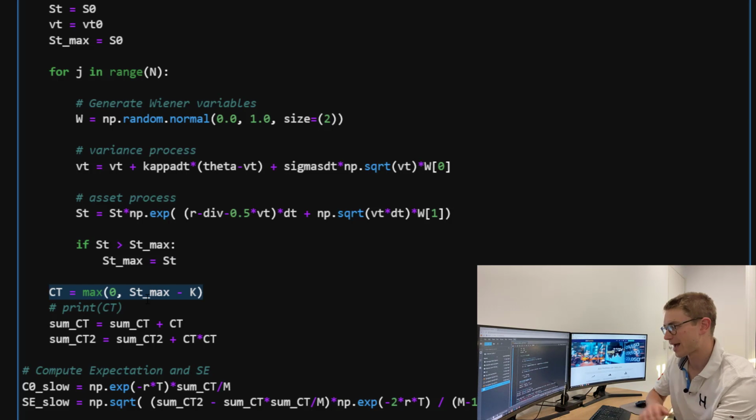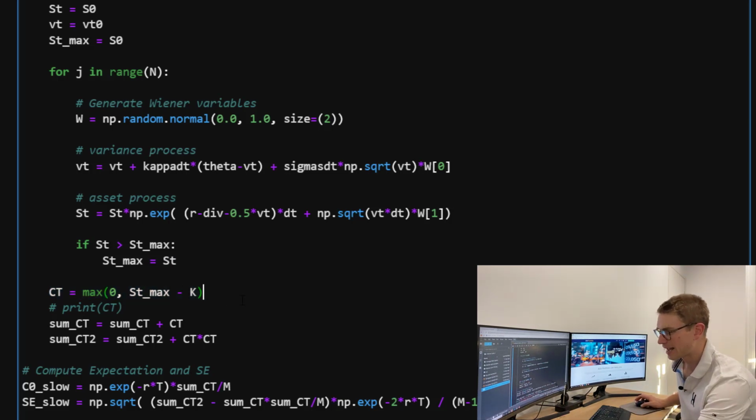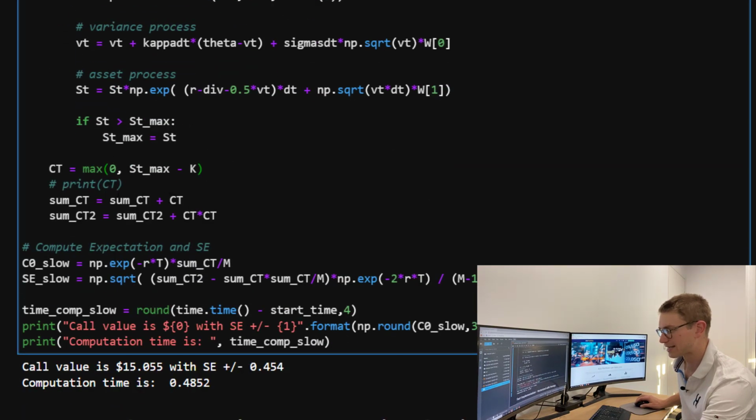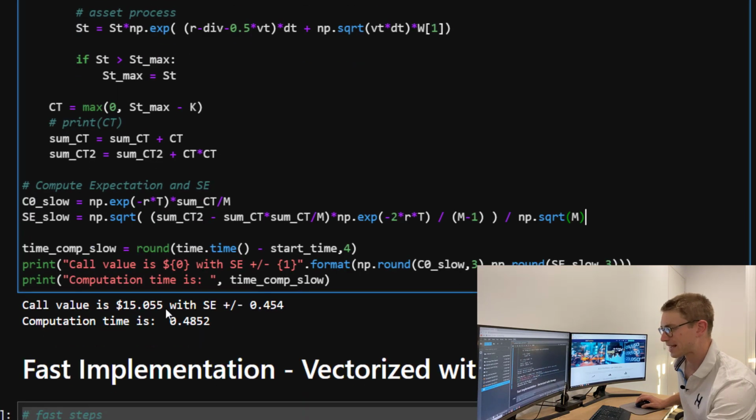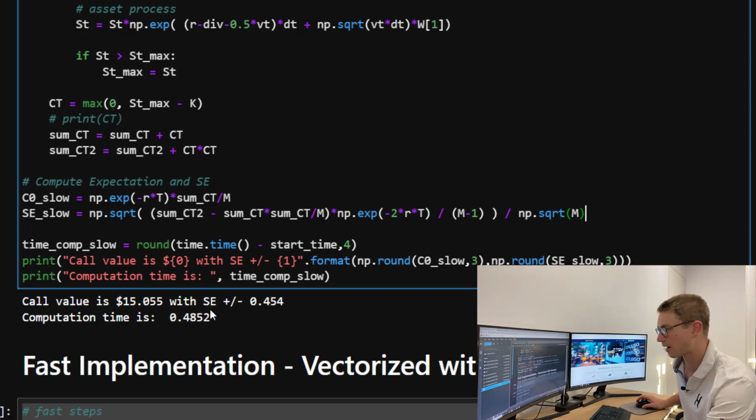Once we've done that, we compute the max of 0 or the payoff between this max minus the strike. Then we aggregate our CT and the sum of CT squareds. We run through all 1000 simulations, and then we can compute the discounted expectation, and also get our standard error using the sum of CT squared and the sum of CTs. We can see here that we get a call value of $15 with a standard error of about 0.45. Computation time was about 0.5.